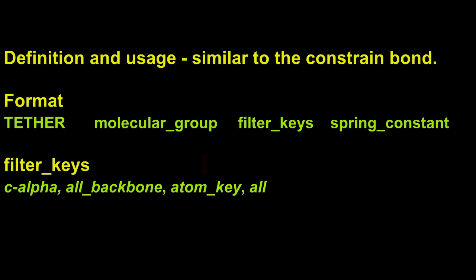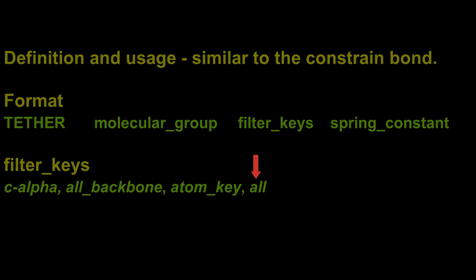The filter called the atom key is the actual atom label to which the tethered spring will be applied. Last but not least, the OR filter key means all the atoms in the molecular group will be tethered.